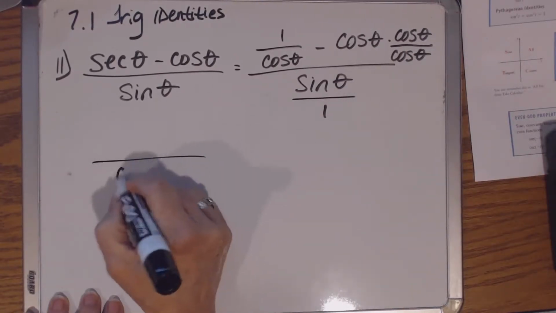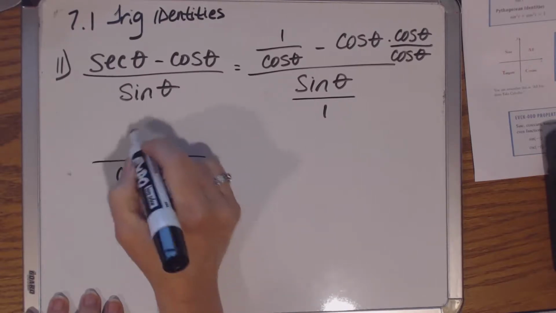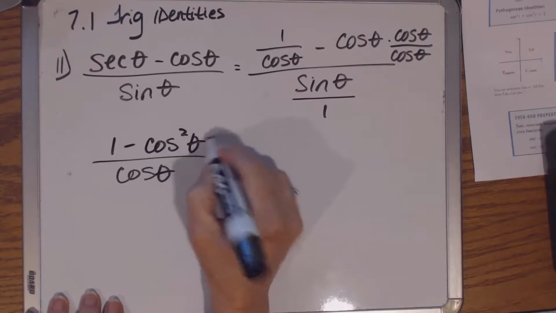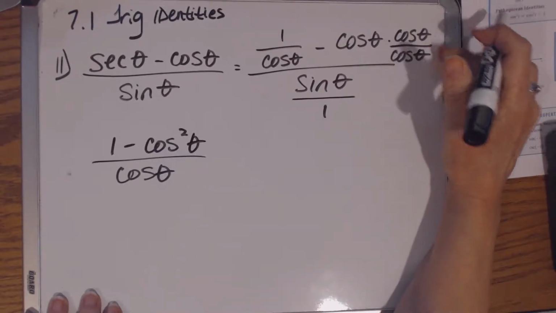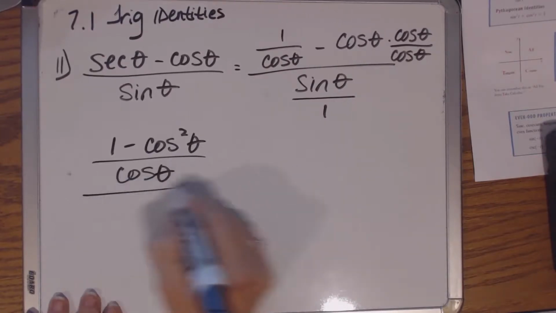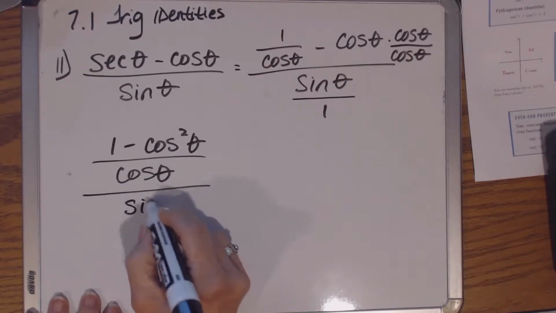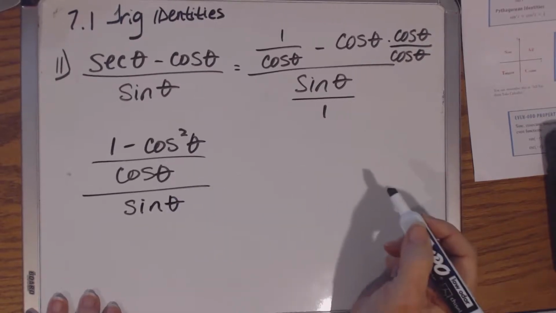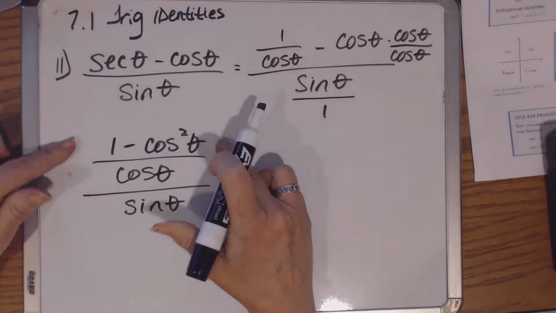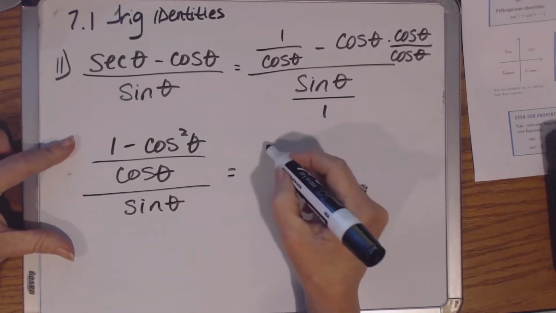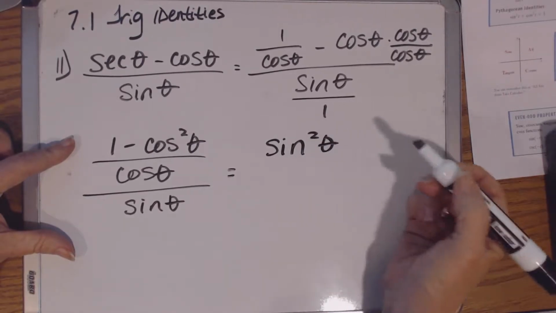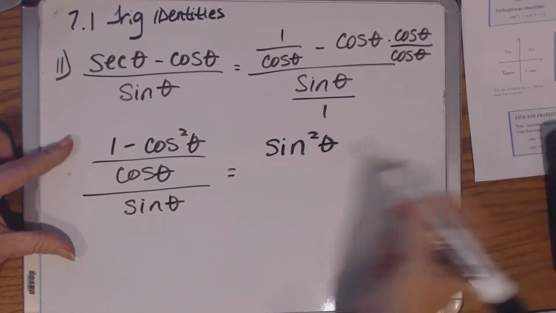I'm going to get everything over cosine of theta, and I'm going to get 1 minus cosine squared of theta. This is going to become cosine squared of theta over cosine, 1 minus this. Okay, so that's what I'm going to get in my numerator over sine of theta. And then before I flip and multiply, I have an identity that I can swap this guy out for, and I definitely want to do that. I'm going to call that sine squared of theta.